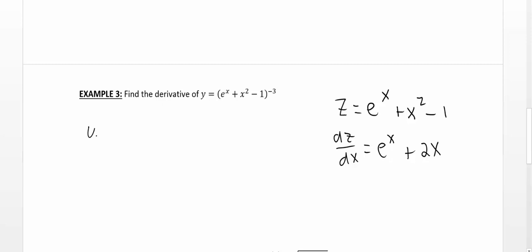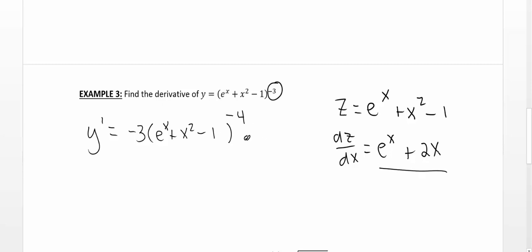So now, when I'm calculating my derivative, I've done all my side work. I just want to deal with the power. So my negative 3 comes down in front. Everything inside stays the same. And I'm going to subtract 1 from the power. So negative 3 minus 1 is negative 4. The key to this shortcut is that everything inside stays the same. It stays as z. So e to the x plus x squared minus 1. But then I have to remember that I need to multiply that by dz dx, the derivative of the inside. Because there's more than one term, it's very important that I use parentheses here. So this is times e to the x plus 2x.